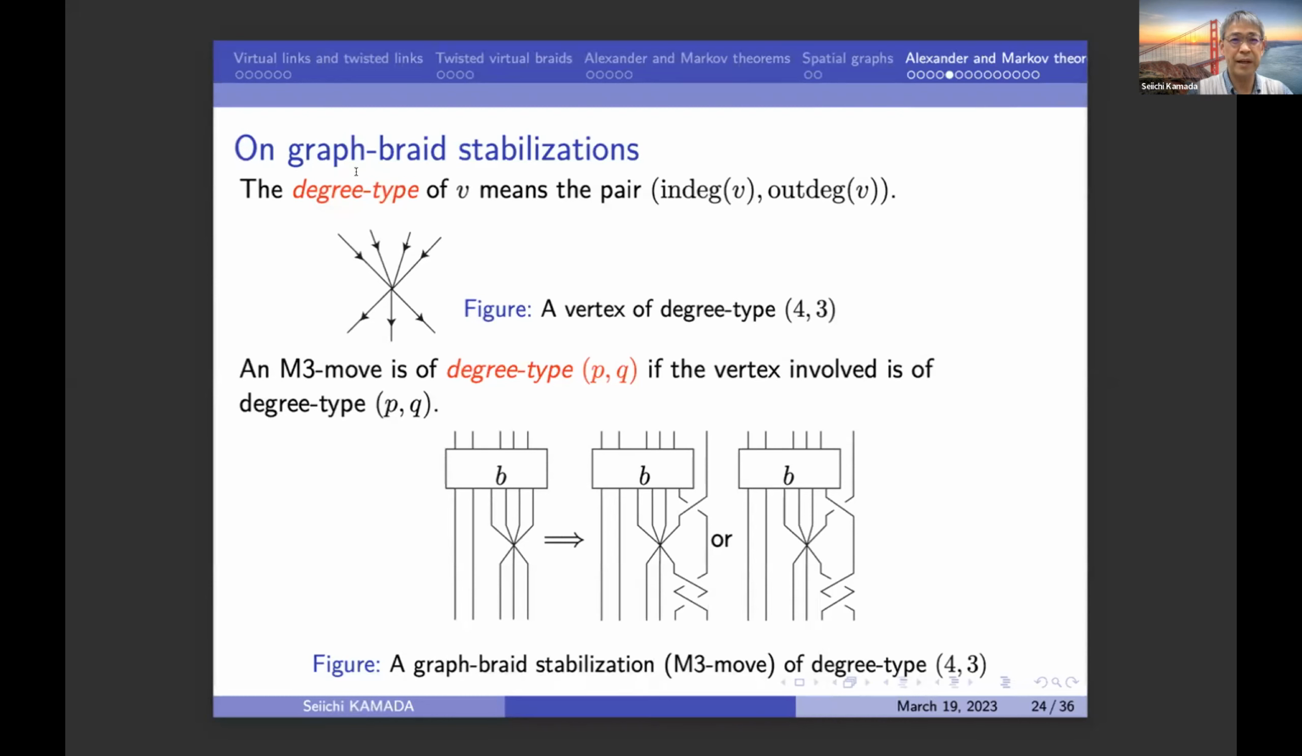Okay. Let me explain graph braid stabilization. This is important and it is not so familiar. So here is a vertex of vertex type. Degree type means the pair of in-degree and out-degree. This vertex has four incoming edges and three outgoing edges, so this is a vertex of degree type (4,3). An M3 move of degree type (p,q) means an M3 move where this vertex is of type (p,q). For example, this move is a graph braid stabilization of degree type (4,3): 4 incoming and 3 outgoing.